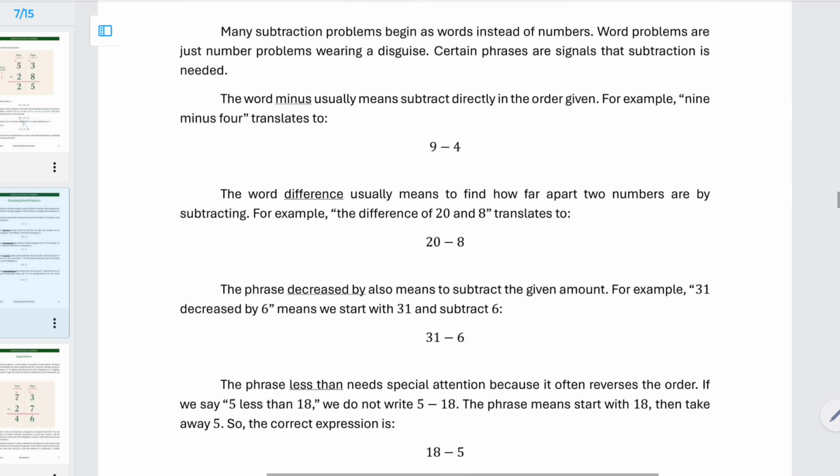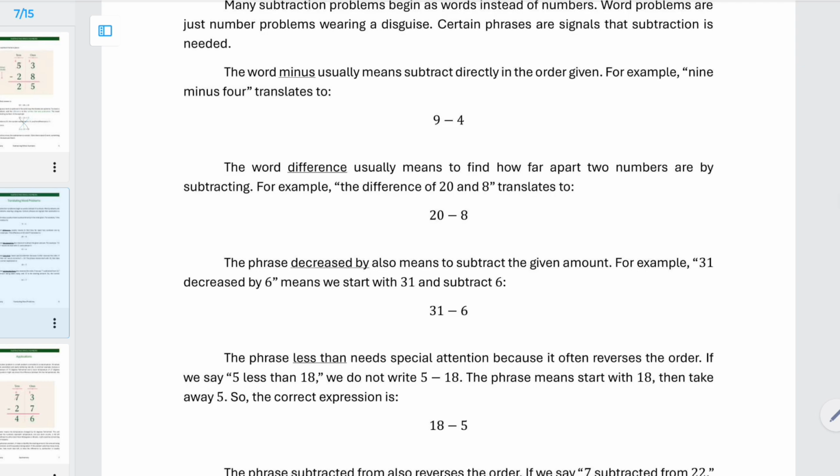Now, the word difference usually means to find how far apart two numbers are by subtracting. For example, the difference of 20 and 8 translates to 20 minus 8. The phrase decreased by means to subtract the given amount. For example, 31 decreased by 6 means we start with 31 and subtract 6 for 31 minus 6.